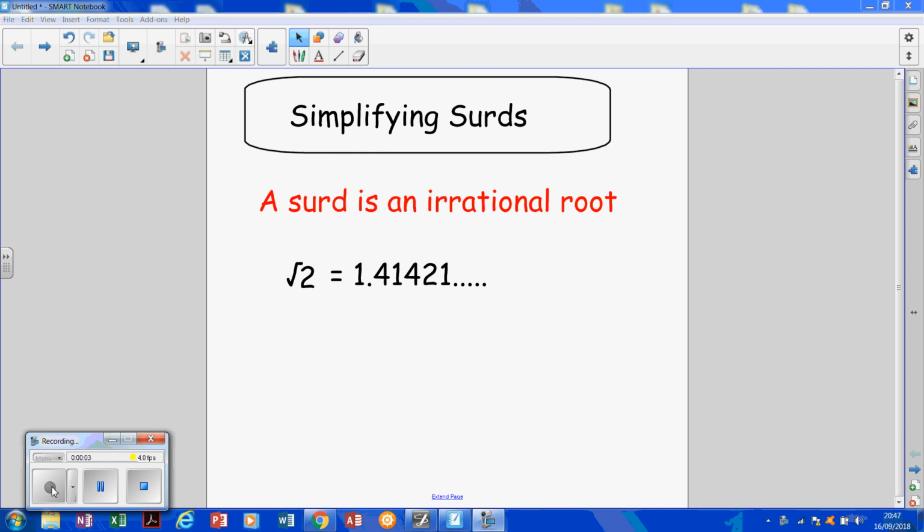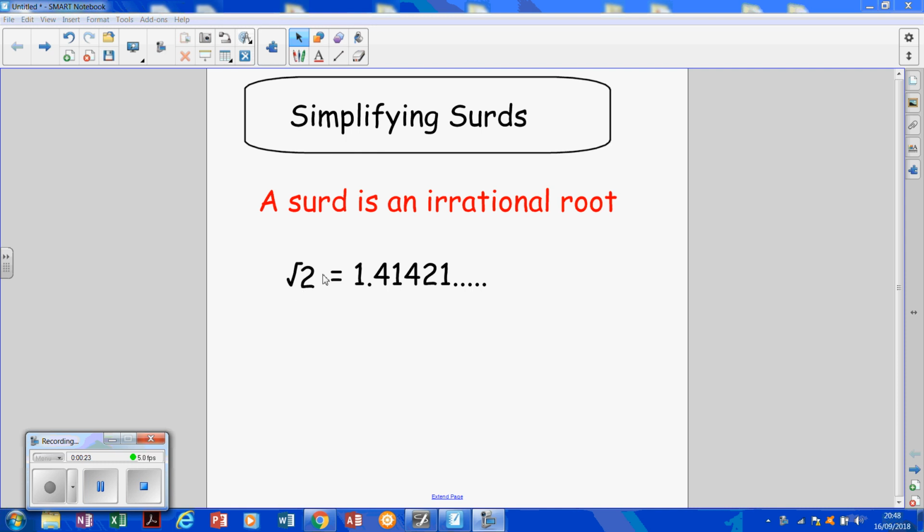A surd is an irrational root. That just means it's a number where we take the square root or the cube root or the fourth root, whatever root it may be, and it does not turn out to be an exact number. So for example, the square root of 2 is 1.41421, and it goes on and on and on.